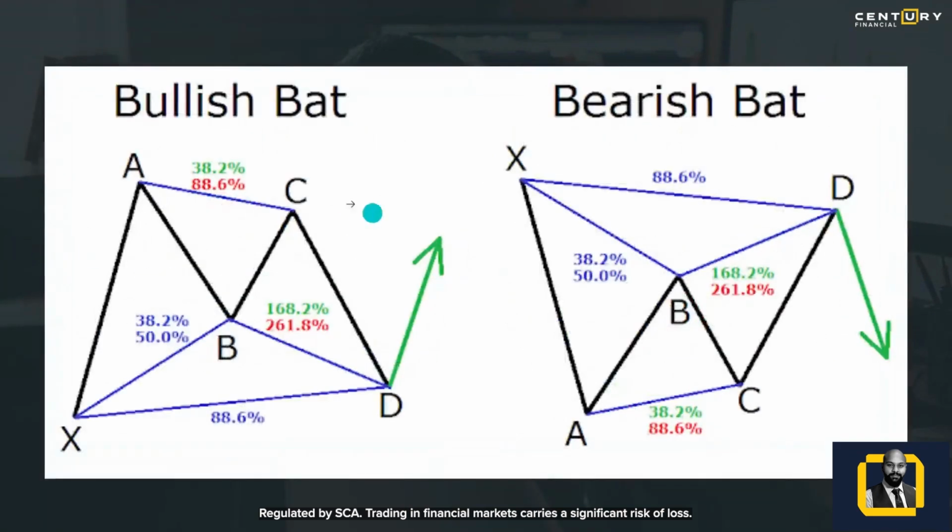So now these are basically other patterns: bullish bat, bearish bat. Now, if you see, the criteria for these are slightly different.